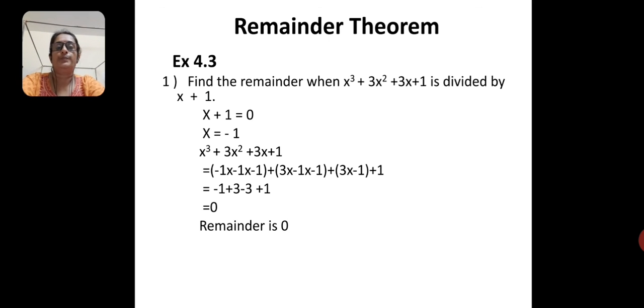So how are we going to do it? Let us take x plus 1 and find out the zero of that polynomial. If you take x plus 1 equal to 0, the x value is minus 1. So that x value we are going to put in the given polynomial. In x cube plus 3x square plus 3x plus 1, you have to replace the value of x with minus 1. When you do that and solve it, you will get the value 0. So the remainder of this particular division is 0.